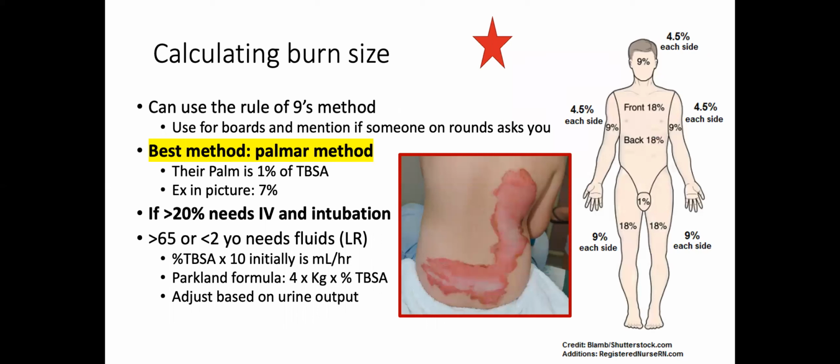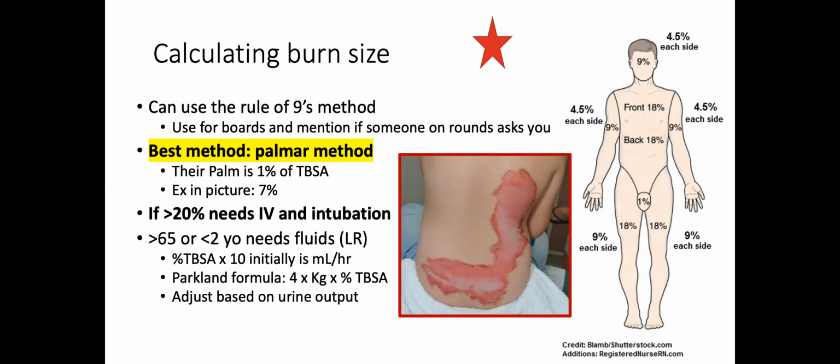Okay, calculating burn size, another super important thing to do. So you can use the rule of nines method. That's the method, sadly, that will be on board exams and that somebody will ask you about. The best method, however, is the palmar method. So you use their palm, not yours. So if it's a kid, obviously they've got a smaller palm than you. And their palm is about 1% of the total body surface area. So the example in the picture, you kind of have to estimate and guess. It's about 7%.